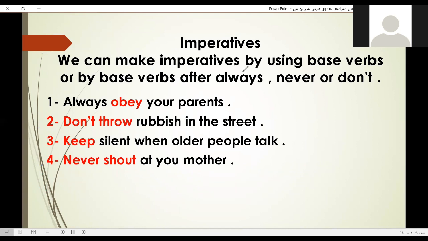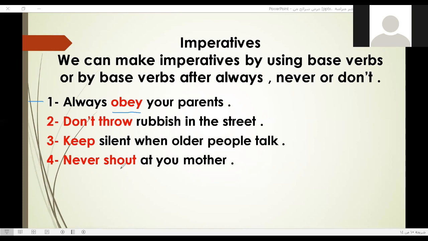We can make imperatives by using the base form of the verbs or by base verbs after always, never, or don't. So we have some kinds of imperatives, like number 1. Can you read it? Always obey your parents. So the verb obey is in the present or in the infinitive or in the past? Infinitive, of course. So this is the zero form of the verb.